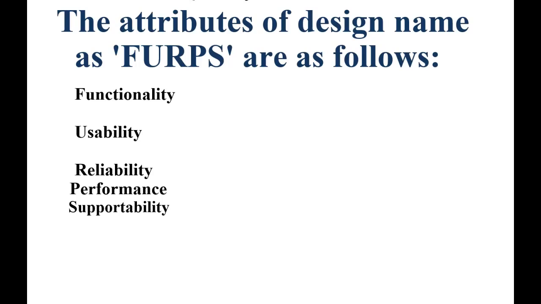Now the next attribute is performance. It is measured by considering processing speed, response time, resource consumption, throughput and efficiency. And the last is supportability. It combines the ability to extend the program, adaptability and serviceability. These three terms define the maintainability of your software.